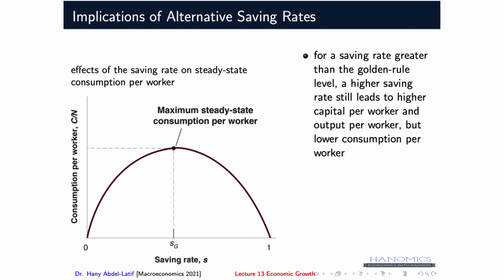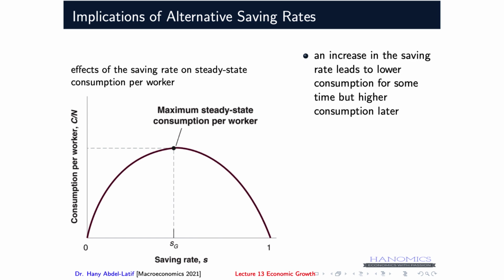We will see that a higher saving rate still leads to higher capital per worker and output per worker, but lower consumption per worker. Consumption per worker moves up with the saving rate until it reaches that maximum point, and then it falls back if you increase the saving rate above that. So an increase in the saving rate leads to lower consumption for some time, but higher consumption later. And that is the idea.